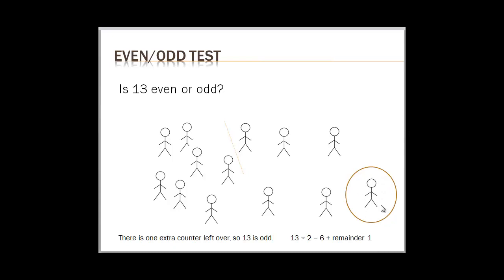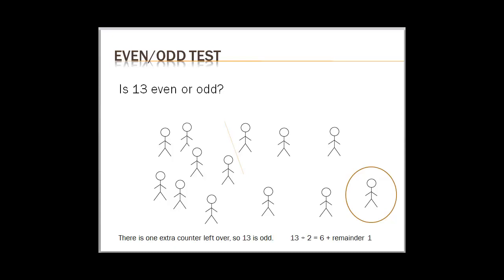Well, that right there is how you know that the number 13 is odd because there's one extra counter left over. So basically if I take 13 and I divide it by 2 because I want to do two equal groups, that's going to be 6 plus a remainder of 1. So that remainder again tells me that 13 is odd and I cannot make two equal groups.